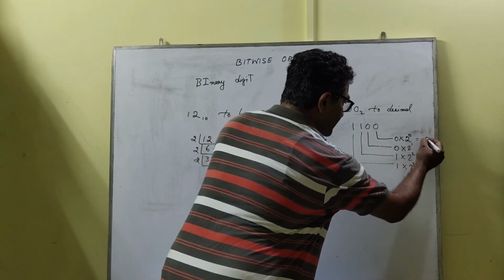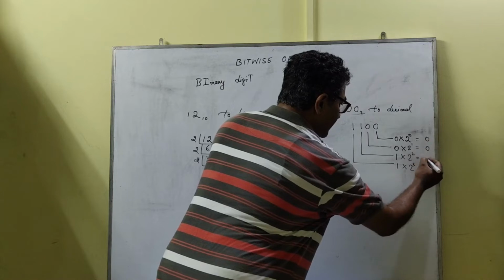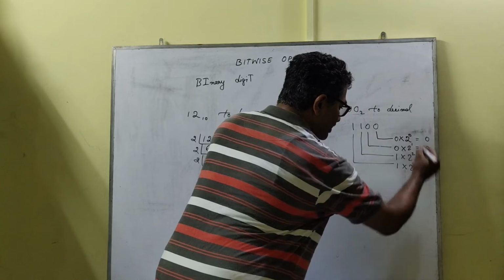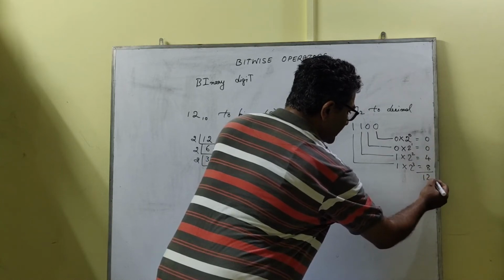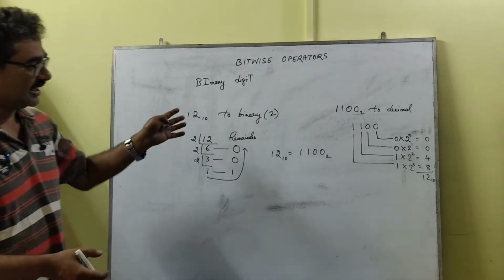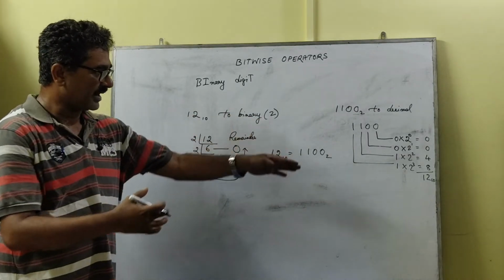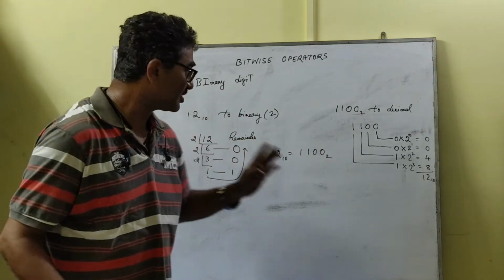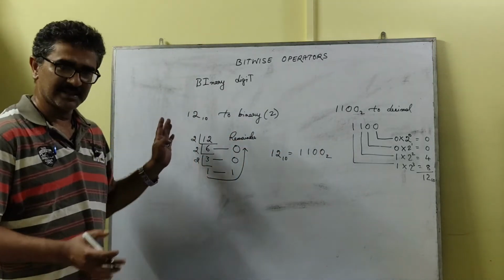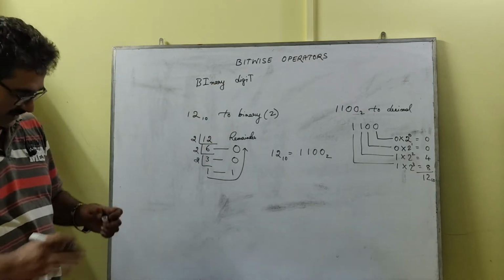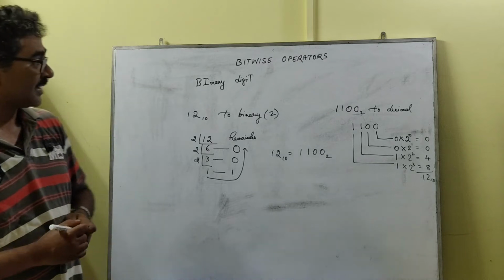So what we get, this is 0, this is 0, this happens to be 4, this happens to be 8. When we add this all up, we get 12, which is the decimal number of this. You can see I have just interconverted 12 to binary, and from binary back to decimal, that is again we are getting back 12. So this is the technique of converting a decimal to binary, and similarly from binary back to decimal. See, this process is very simple.